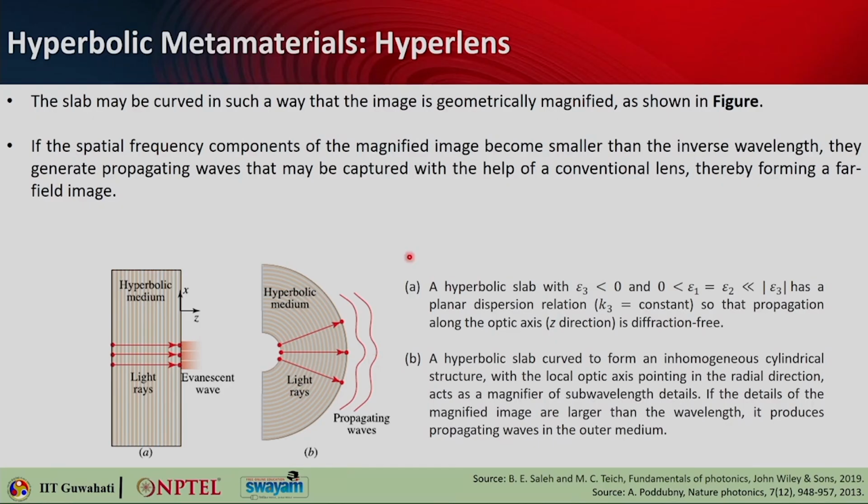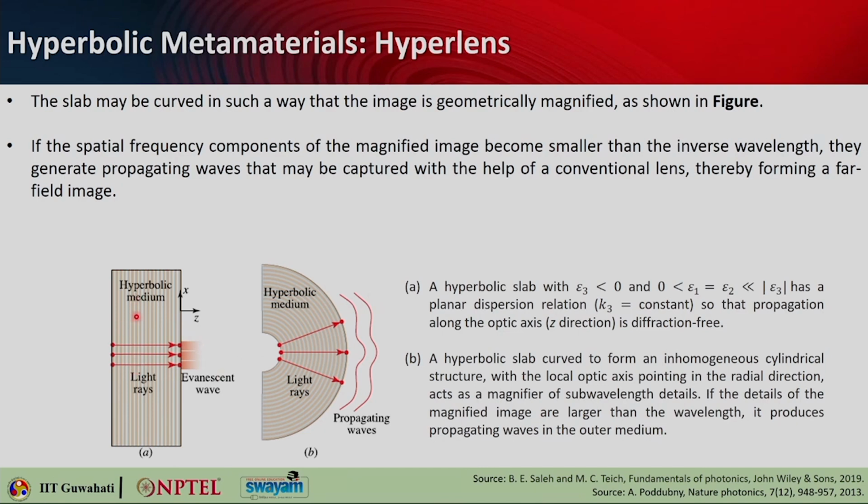So, the concept here is, if the spatial frequency components of the magnified image become smaller than the inverse wavelength, they generate propagating waves. Now, this is the basis behind this hyperlens, and once you generate propagating waves, they may be captured with the help of a conventional lens. So, you do not need NSOM, a near field microscopy technique, to do this; you can simply do far field imaging. Let us look into this diagram once again, because this is the heart and soul of the hyperlens.